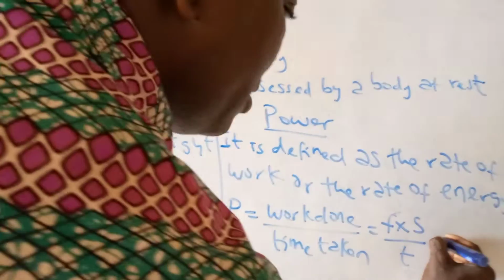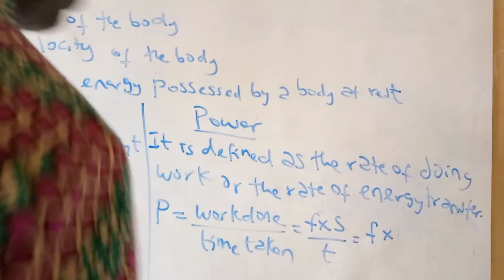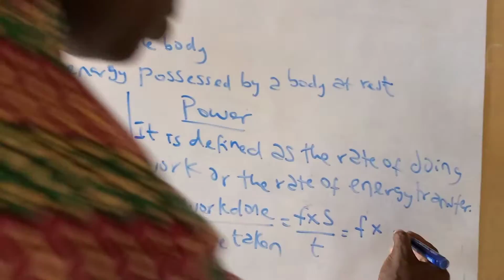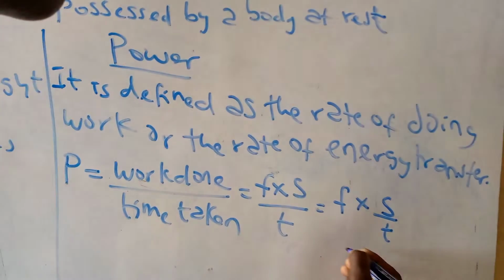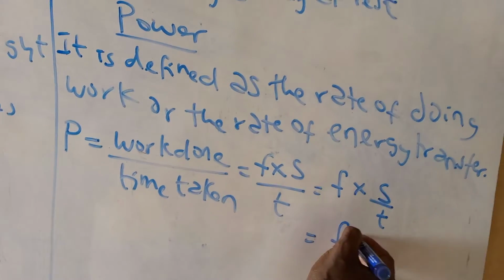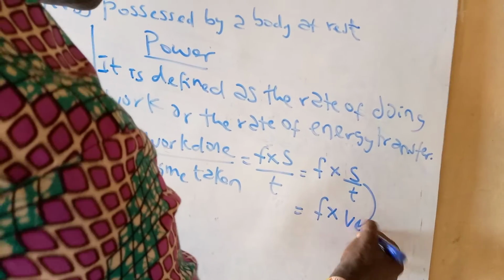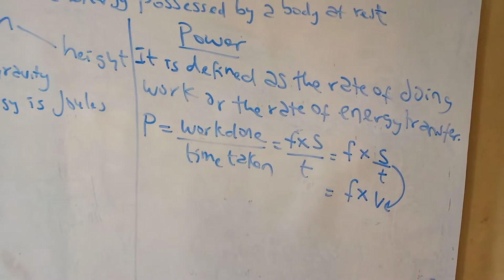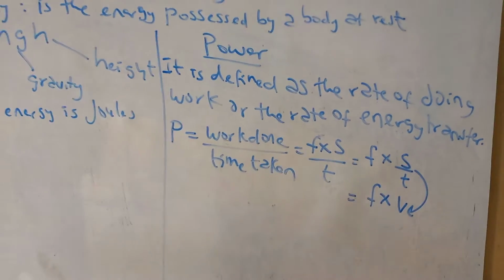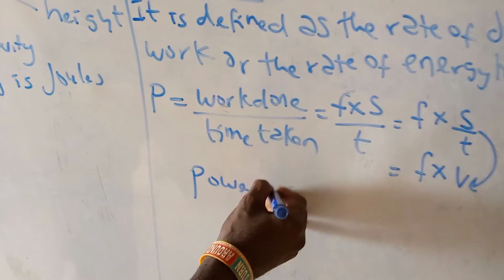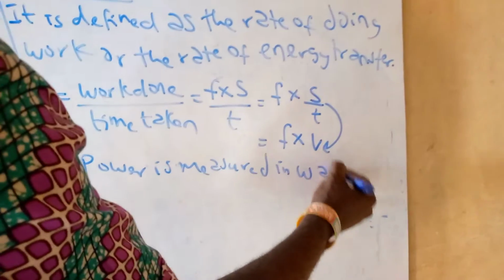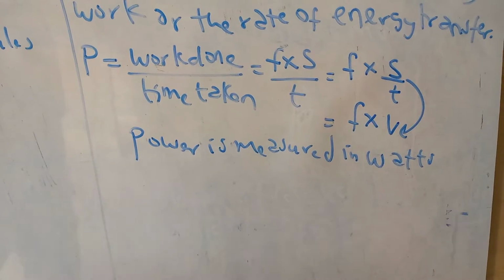And because speed or velocity is distance over time, this can also be changed to F times V. So you can also have a formula like that. The unit for power is watts.